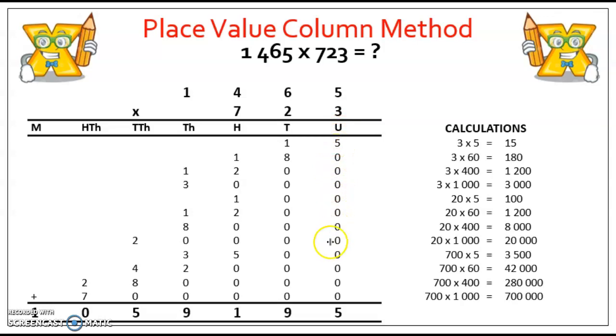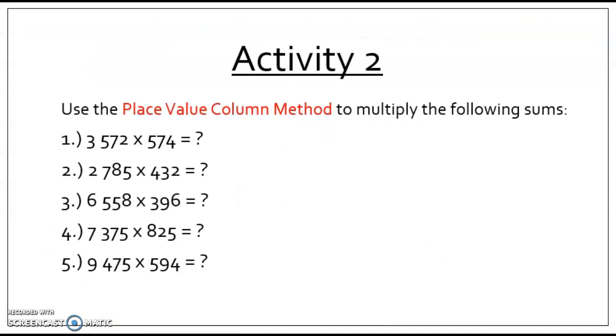When you write down your answers, you must make sure that you write them into the correct place values so that when you add, you get the correct answer, which is 1,059,195. Please use the place value column method to complete activity 3. Answer questions 1 to 5, pause the video and press play again when you are ready to mark your work.